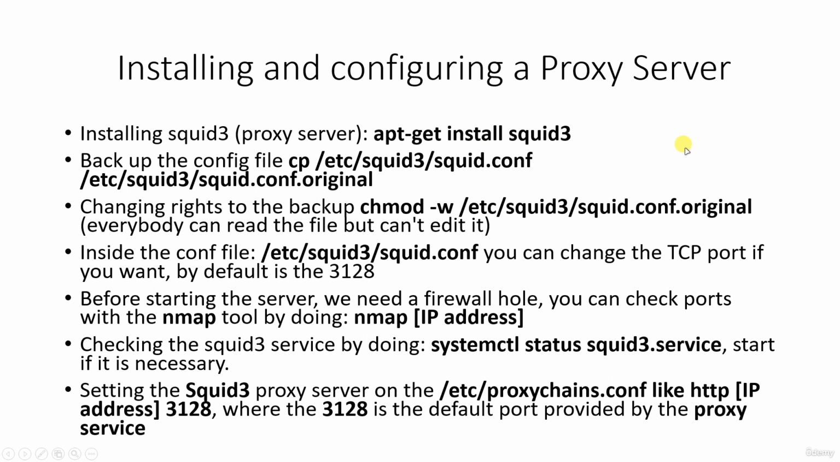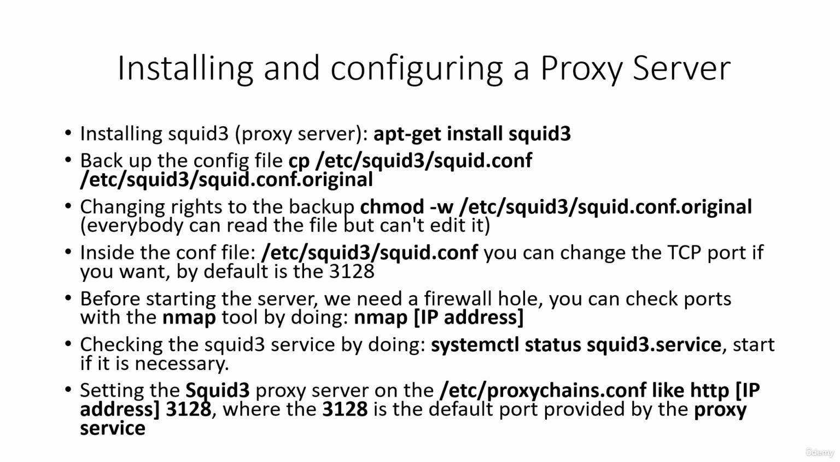What you have to do next is change the write permission of the backup, which is this command line. There is an exception, so everybody can read the file but you can read it. Inside this configuration file, you can change the TCP port if you want. By default the TCP port will be 3128.